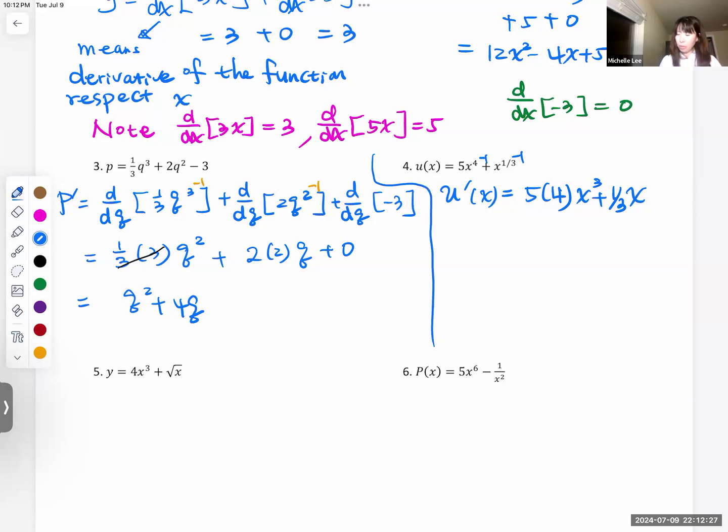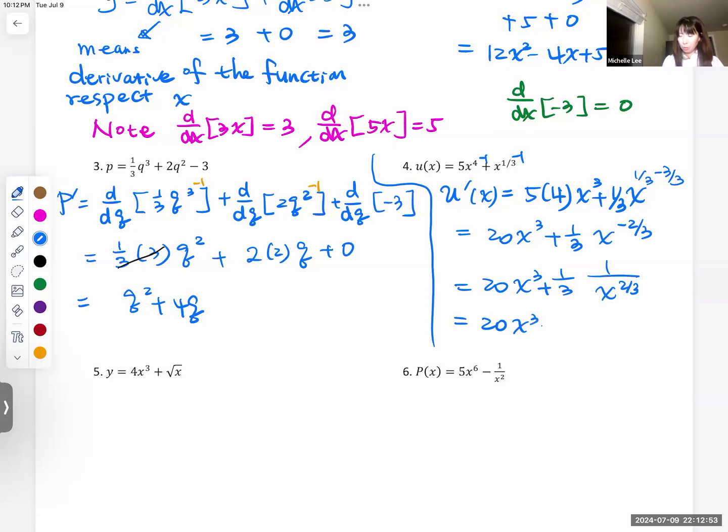Okay, so 1/3 minus 3/3, right? So that's 20x to the third power plus 1/3 x to the -2/3. Let's rewrite it: 1/3 times 1 over x to the 2/3. This will be 20x to the third plus 1/3 times 1 over the cube root of x squared, right? Okay, next one.